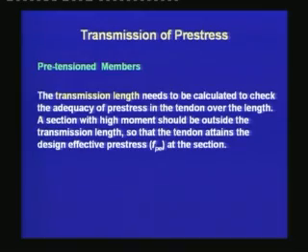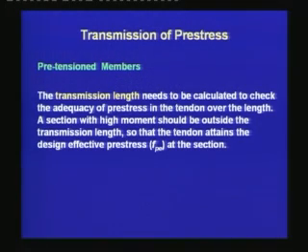Thus, since the transmission length depends on several factors, we have to estimate it by simple expressions to have an idea of the length over which the prestress is getting transferred from the steel to the concrete. The transmission length thus needs to be calculated to check the adequacy of prestress in the tendon over that length. A section with high moment should be outside the transmission length so that the tendon attains the design effective prestress, which is FPE at the section.